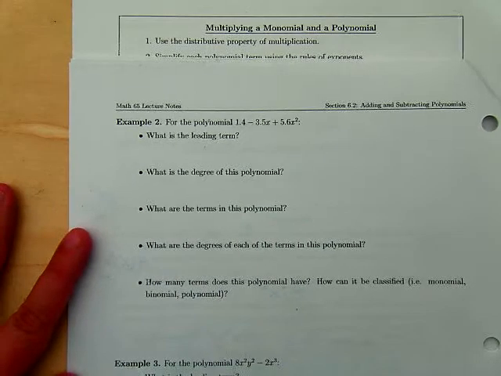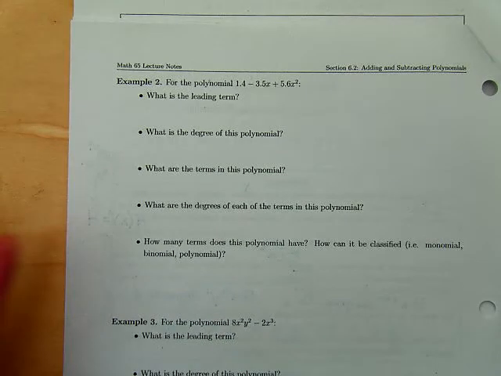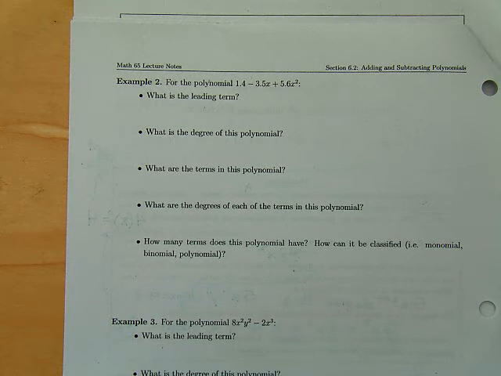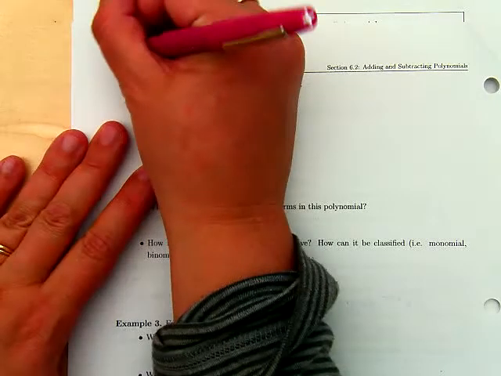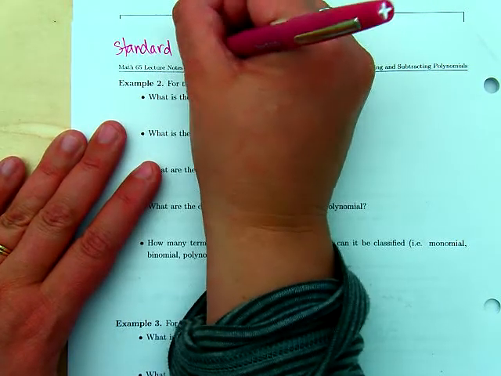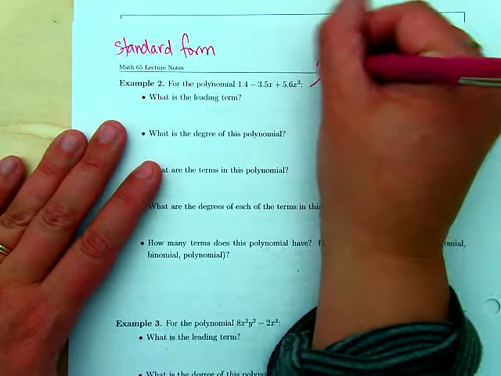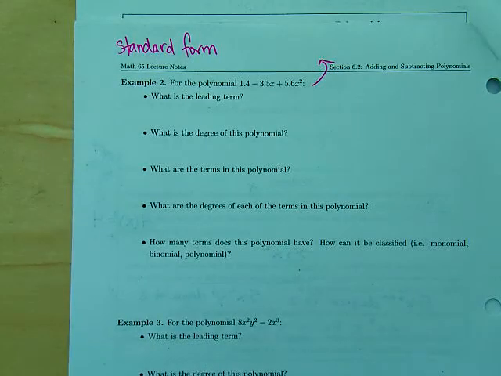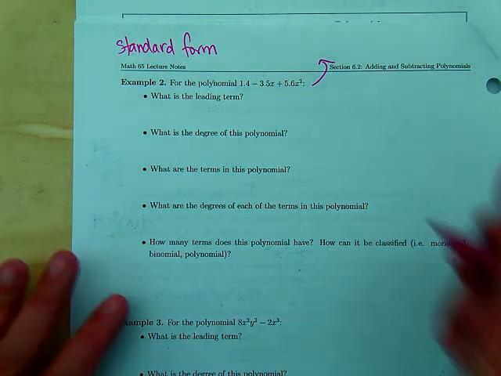Okay, so for this polynomial, we want to first put it in standard form. When we put it in standard form, we're going to put it in order of degree. So what would come first? The biggest degree has to come first. What's that one?